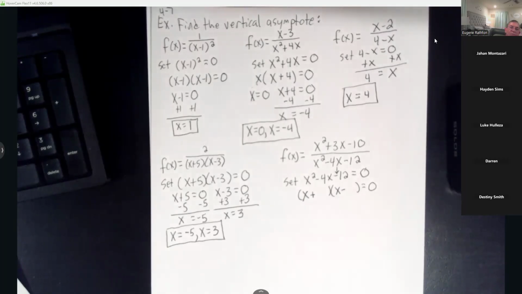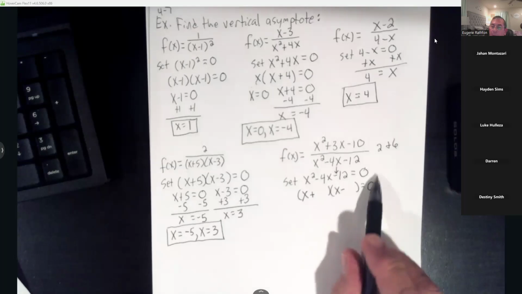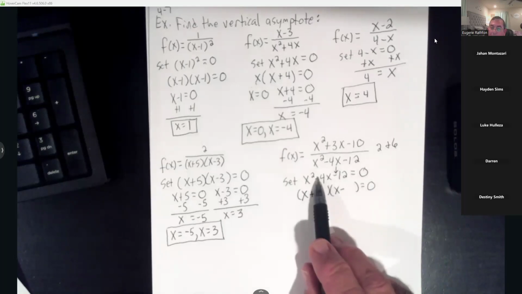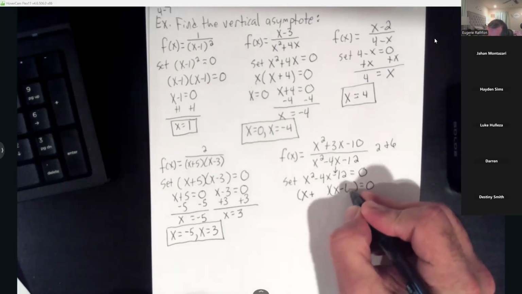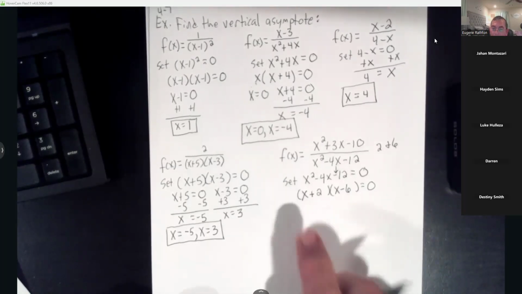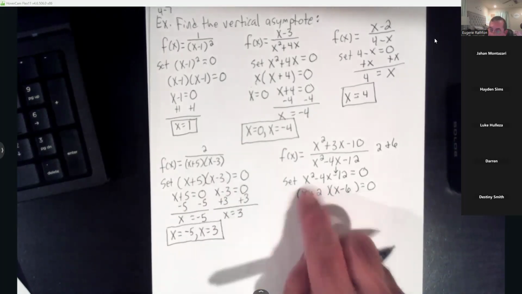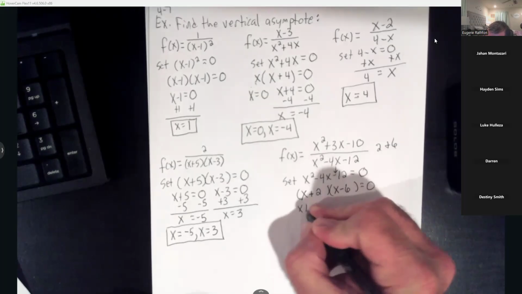So, what two numbers multiply to get 12, but when you subtract them, you get 4? So, Darren, what you got? 2 and 6? Good job. All right, remember the 6 is larger, so it'll be negative like the middle number. And then my 2 will be my positive. All right, y'all, so I'm at this point. Set both these equal to 0 and get them asymptotes.